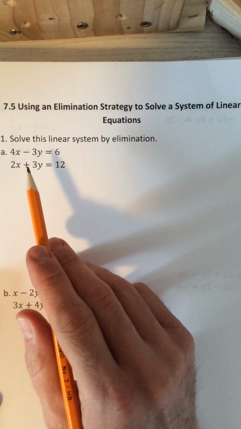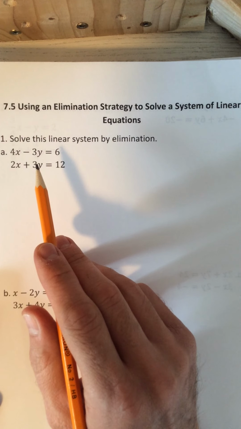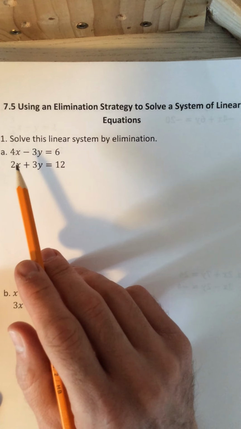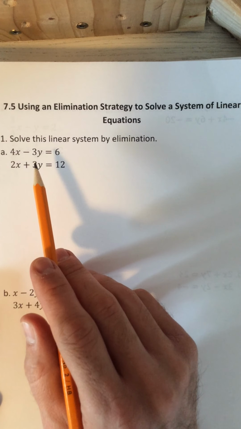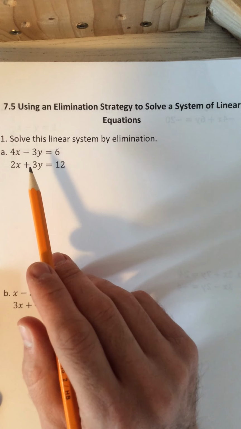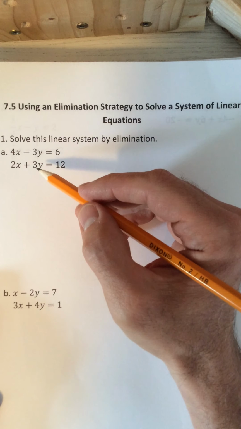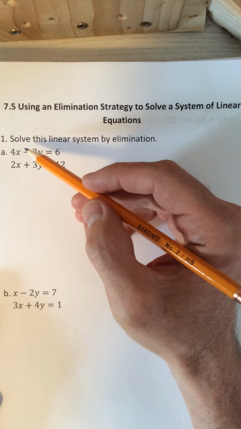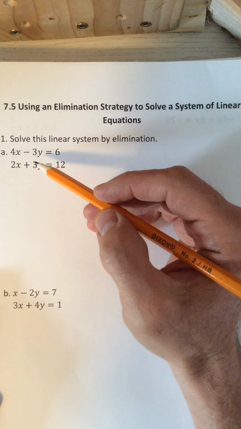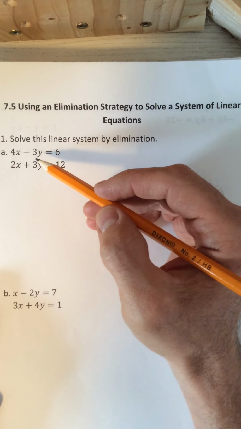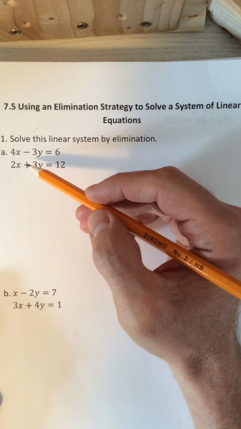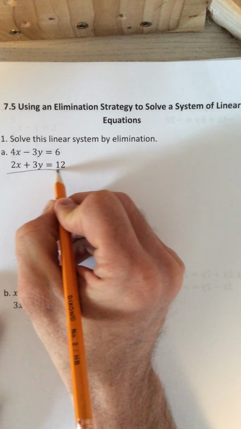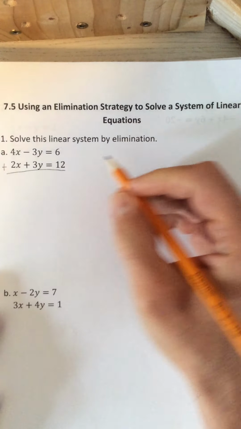Now, in order to do this and eliminate a variable at the same time, what we need to do is to make sure the coefficients of one of the variables are identical, or one's a positive and one's a negative, which is the situation with the y's in this equation. So if we look, the coefficient of y in the first equation is -3, and the coefficient of the y in the second equation is +3. So when these are opposite, what we can do is we can add these equations together.